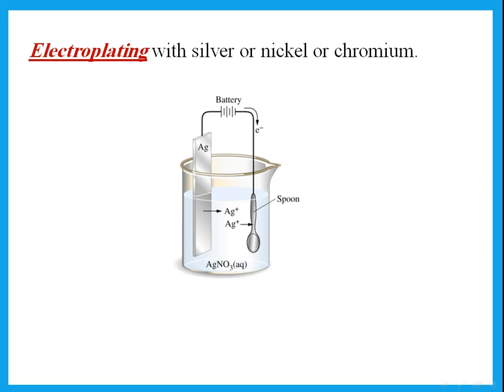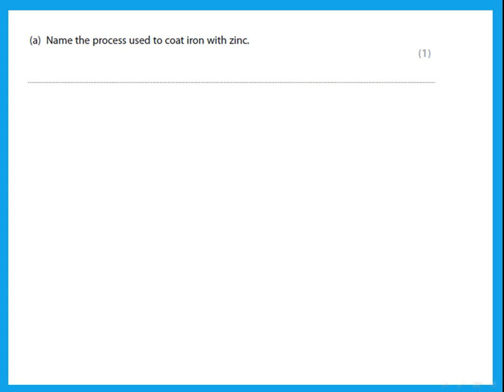Of course, when we cover the spoon with a layer of silver, the silver is less reactive than hydrogen, so it does not react with oxygen or water vapor in the air. This is a typical question. Name the process used to coat iron with zinc. Remind me again, what was this process called? When I cover the iron with zinc by dipping or spraying, this is called galvanizing.